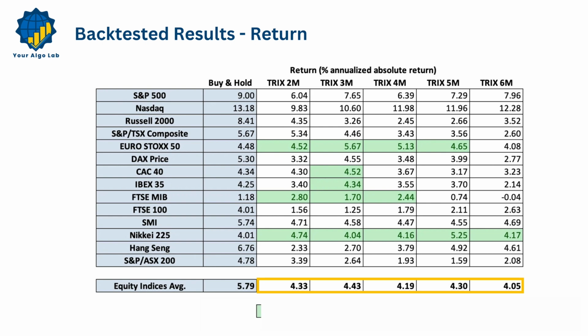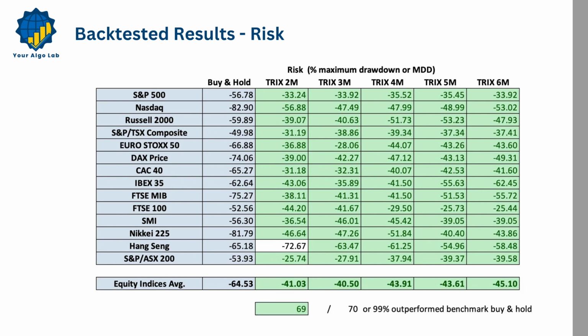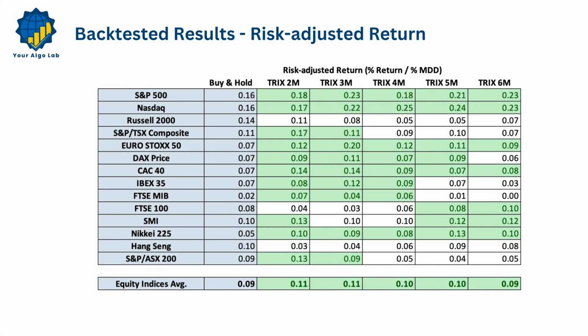In terms of the number of outperformances, 20% of the monthly resampled TRIX outperformed the benchmark. When considering risk or maximum drawdown, 99% of the TRIX strategies outperform the benchmark. Now we present the risk-adjusted return calculated as the annualized absolute return divided by the maximum drawdown. Here we observe that all the average TRIX strategies exhibit a better risk-adjusted profile compared to the benchmark. In terms of the number of outperformances, the monthly resampled TRIX shows a 63% outperformance rate.